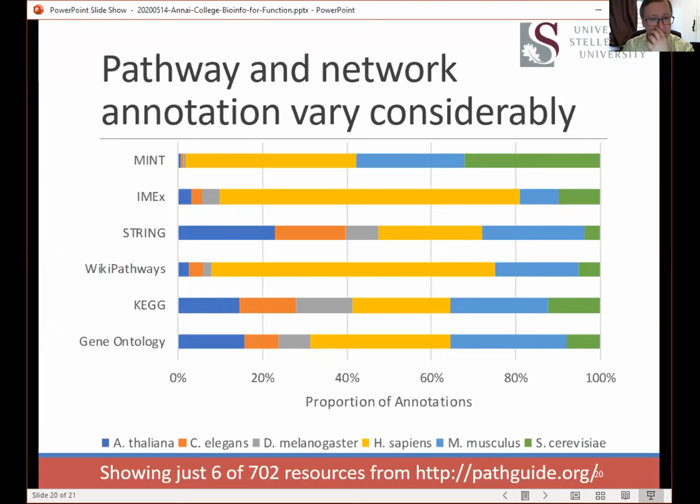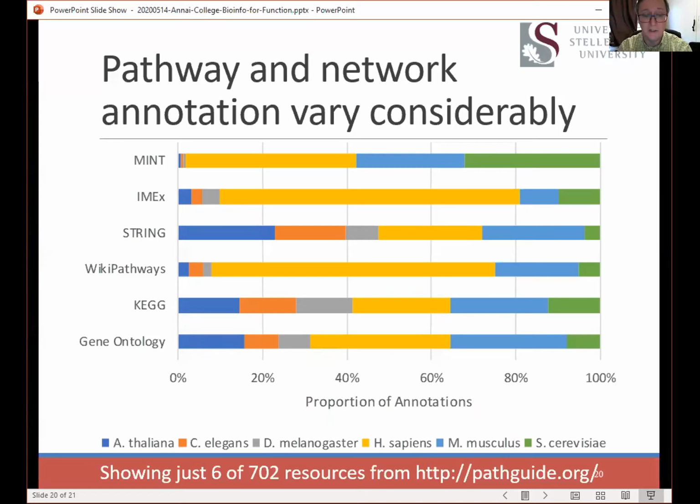So if we look at these 6 species at the bottom, we're looking across a fairly wide amount of developmental space. So Arabidopsis thaliana is a plant. C. elegans is a worm. Drosophila melanogaster is a fruit fly. Homo sapiens is us, of course. Mice are musculus, and Saccharomyces cerevisiae is a yeast. So this is a fairly broad sampling of different model organisms that we use.